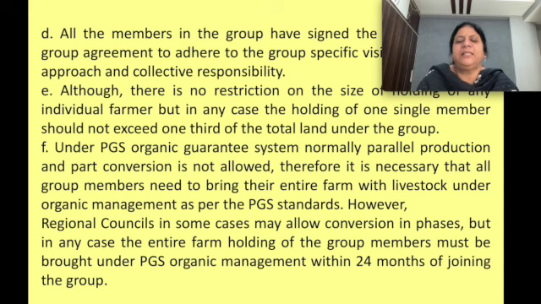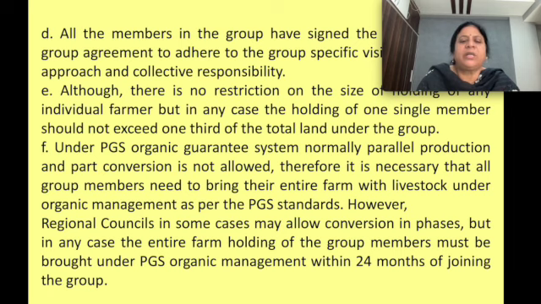It is to facilitate that one farmer is not the main farmer and the remaining all just keeping some land under PGS certification for namesake. To avoid such type of things, a farmer should have a maximum of one third of total land under the group.